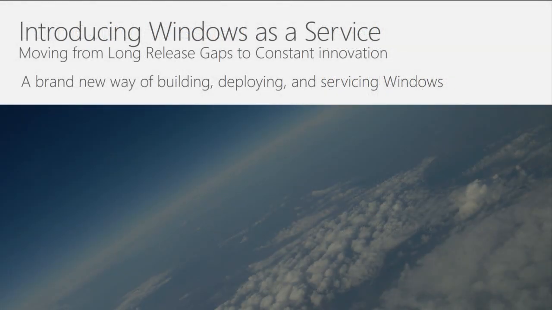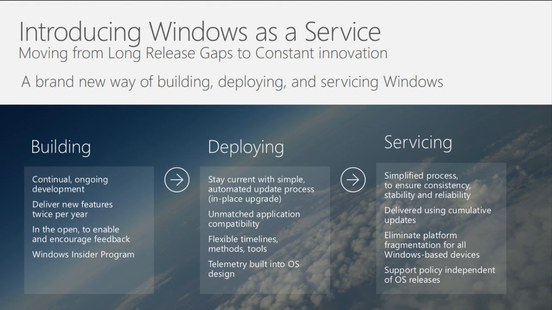But let's talk a little bit about Windows as a Service. As I mentioned before, Windows as a Service means that we're moving from long release gaps to constant innovation. Windows 10 has a brand new way of being built, deployed, and serviced, and we want to make sure that you as a developer understand these three stages separately. From a build perspective, we're building Windows continuously. We're in constant innovation and development, and we're going to be shipping Windows twice a year. We're going to make you participate in that process by bringing you access to those builds so you can prepare your applications and be ready when we're ready to ship.